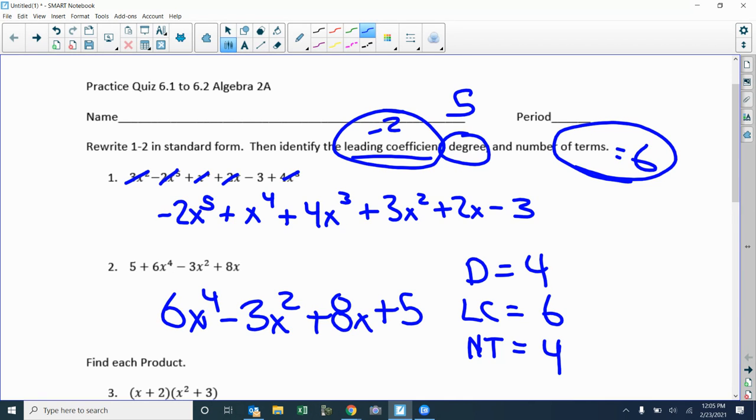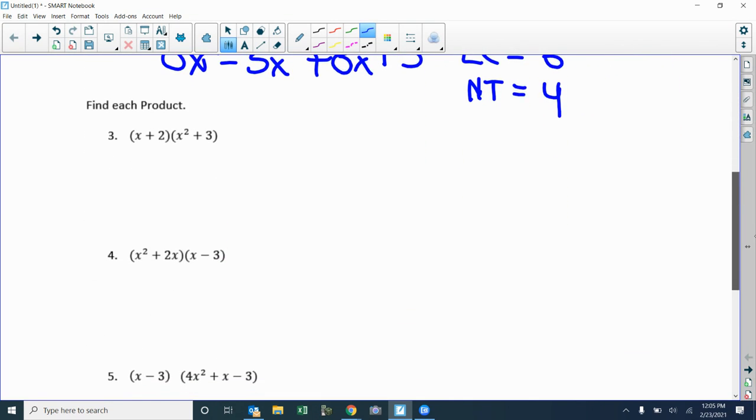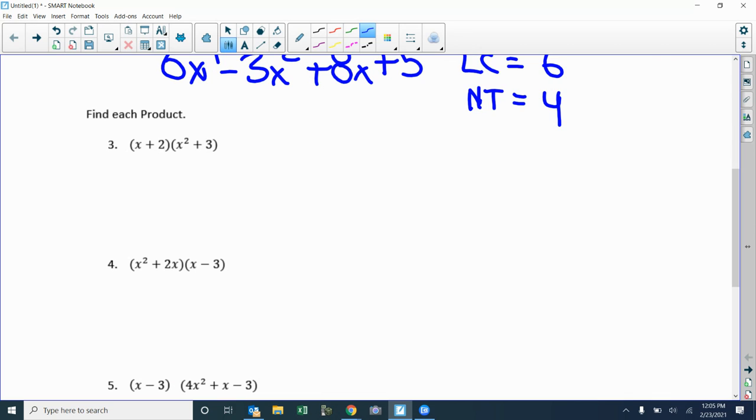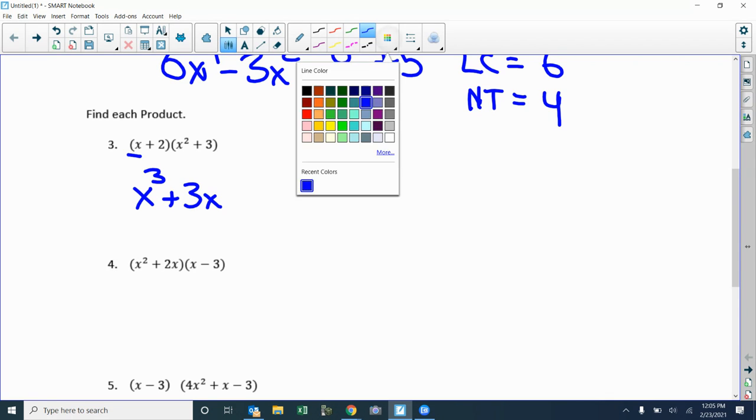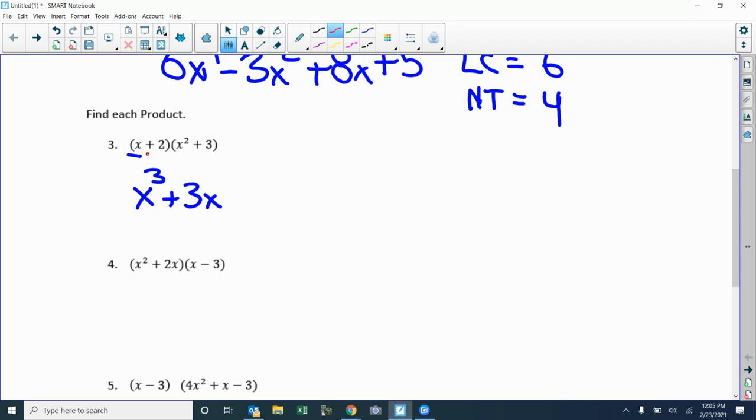Okay. Now, the rest of this quiz is multiply numbers and add exponents. And then simplify. Okay? So, multiply numbers. Okay? FOIL. X times x squared would be x cubed. That's going to be plus 3x. Okay? So that takes care of the blue. We'll go red with the second, plus 2. So that's going to be plus 2x squared. And that's going to be plus 6.